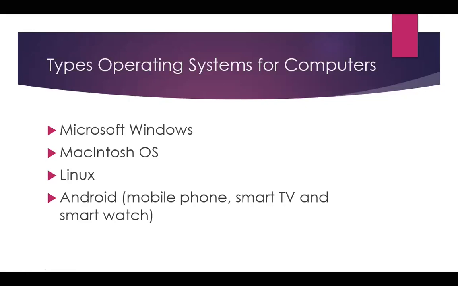Then there is an operating system for mobile phones, smart TV, and smart watch. And that operating system is known as Android operating system. So in our smartphones, most of you may be watching my lecture through your smartphones, and your smartphone has operating system known as Android mostly, and it may be iOS operating system if it is an Apple phone.